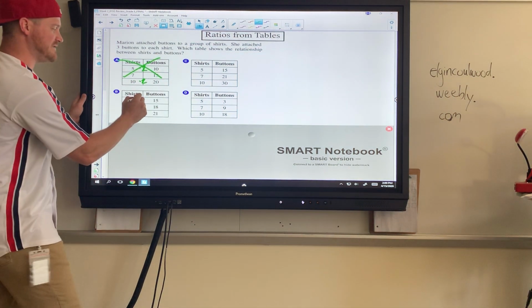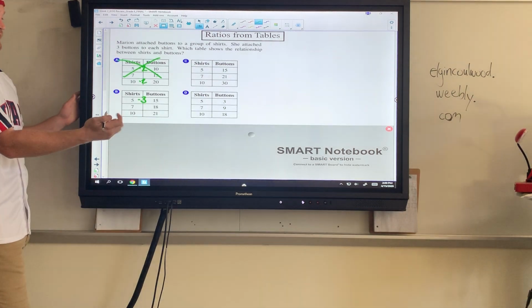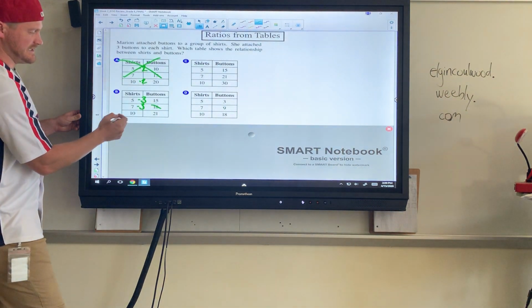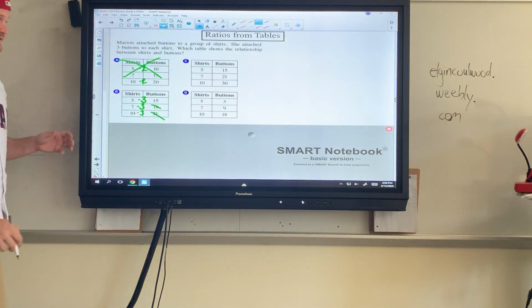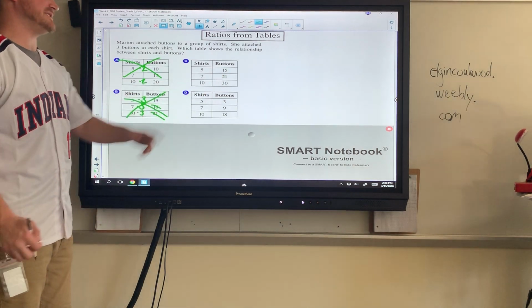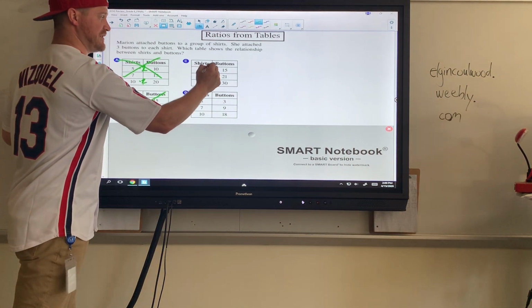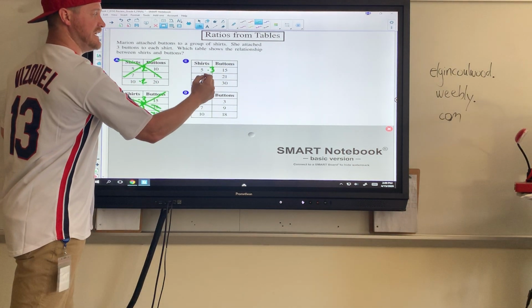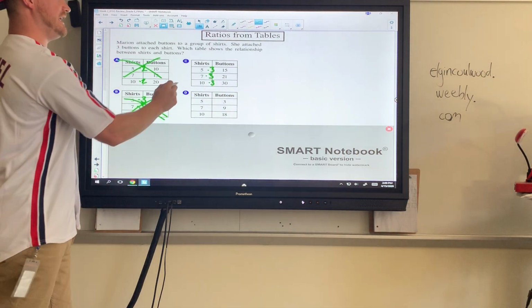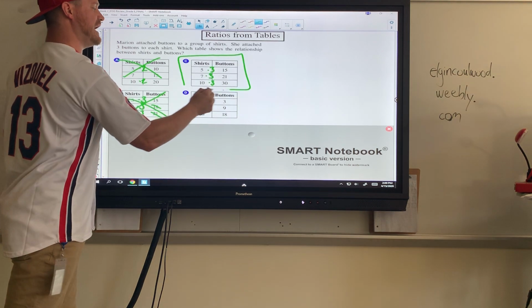B, 5 times 3 is 15, so far so good. 7 times 3 is not 18. 10 times 3 is not 21, so it can't be A or B. Looking at C, we have 5 and 15. 15 is 3 times more than 5, so 5 times 3 is 15. 7 times 3 is 21. 10 times 3 is 30, so this one is proportionate throughout.